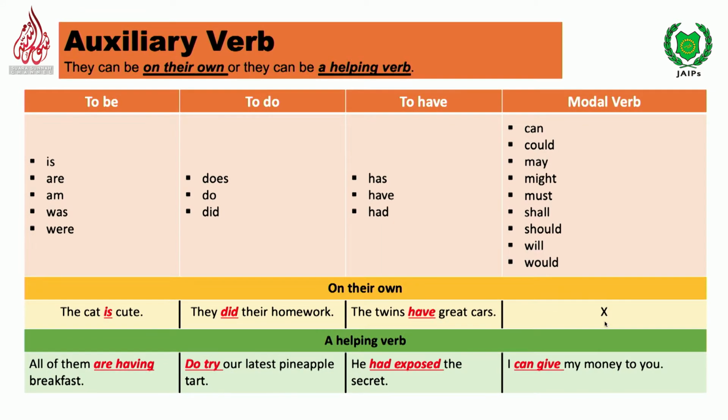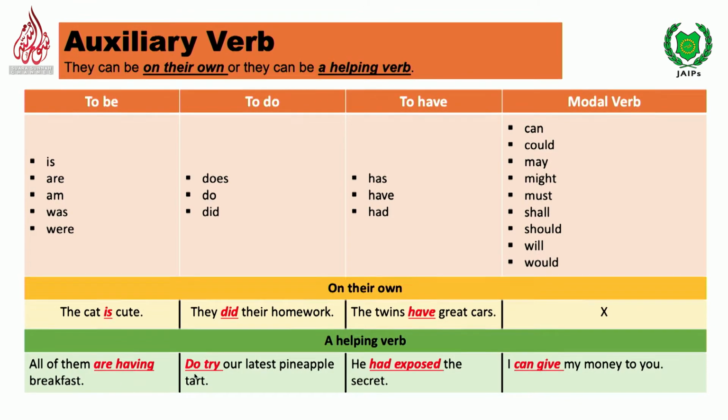But modal verbs do not function on their own. They can only be helping verbs. So let us look at how this auxiliary verb works as a helping verb. Let us see here. All of them are having breakfast. We can see "are" over here. "Are" works as the helping verb and "having" as the main verb.